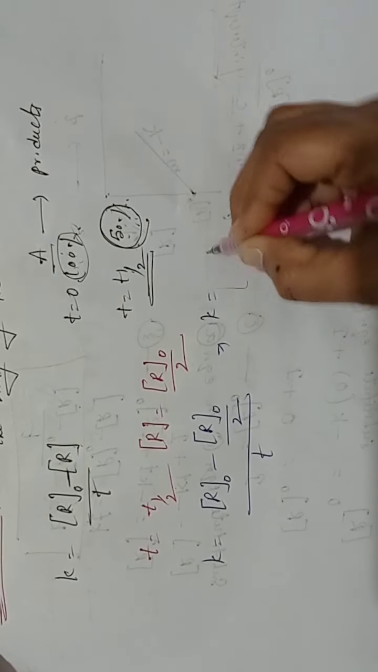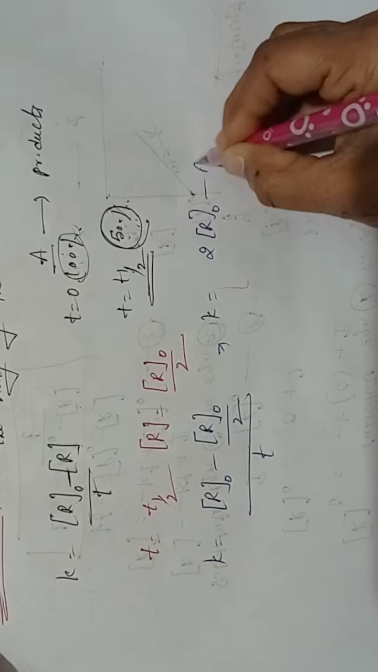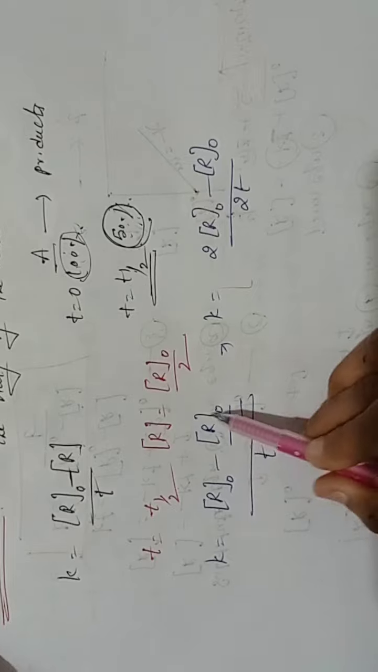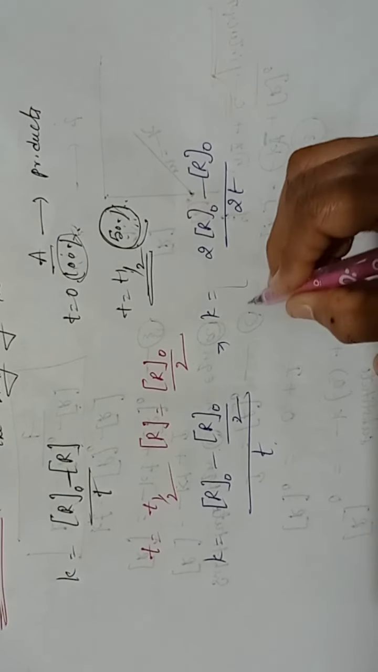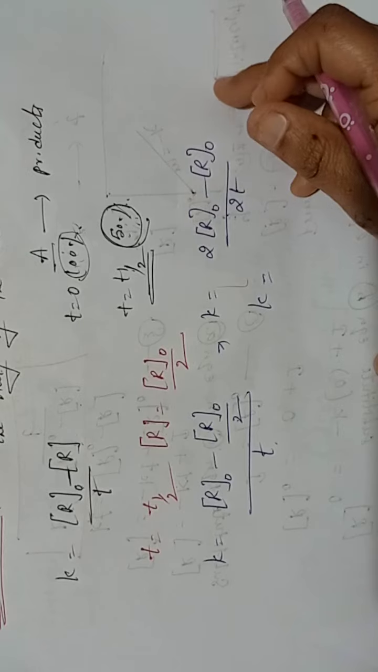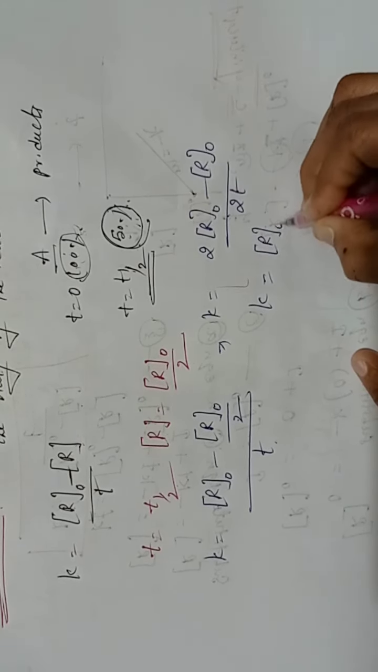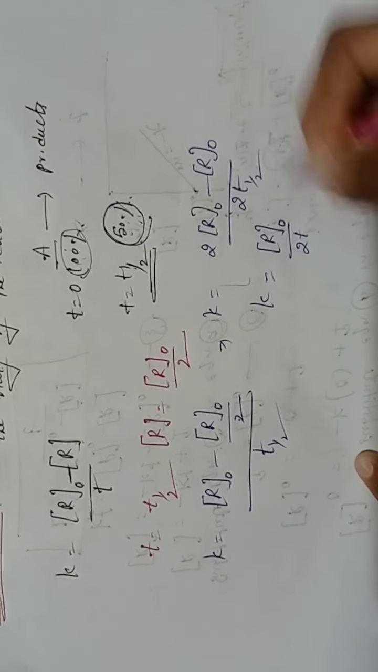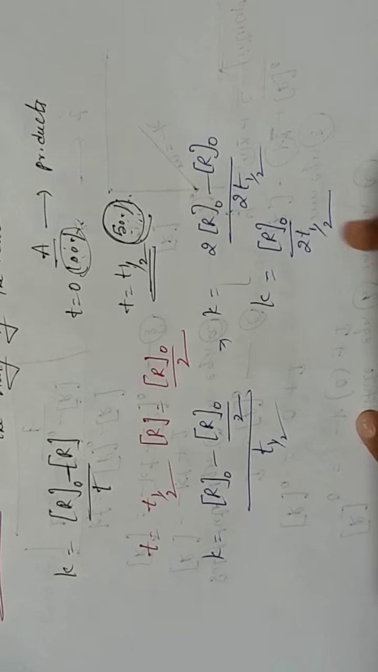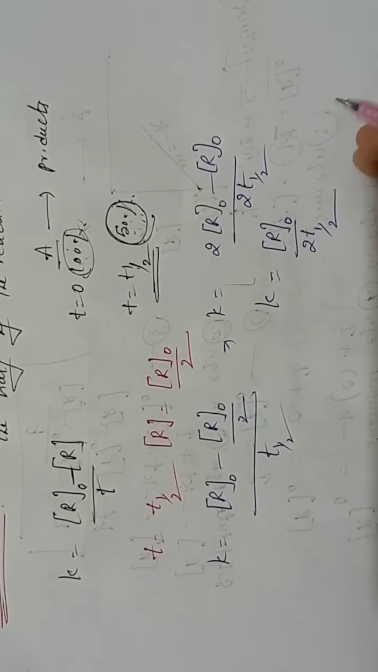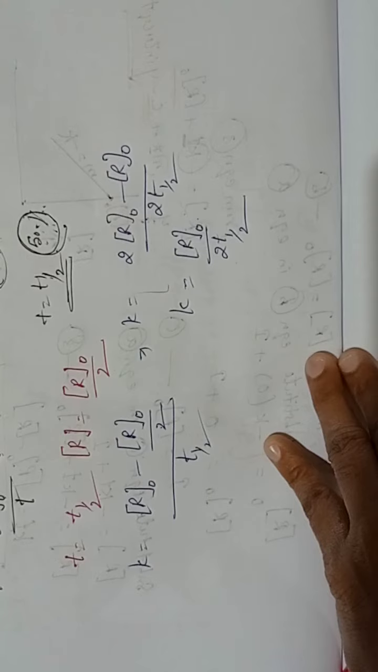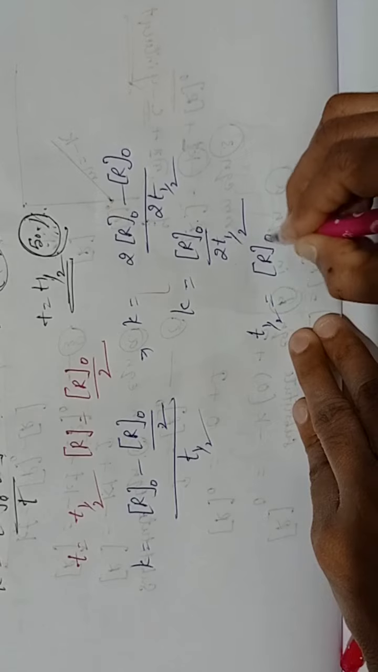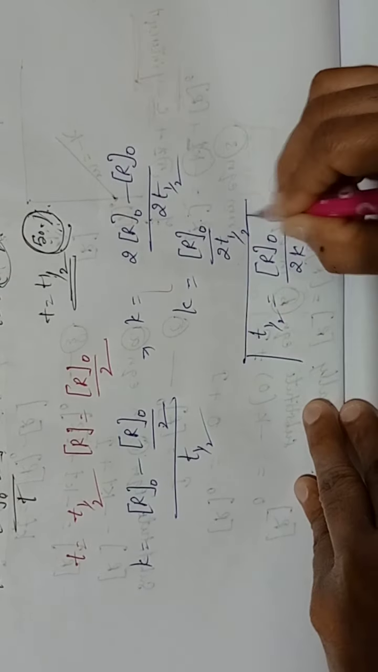Now K is equal to LCM 2, into R naught minus R naught by 2, into T. Now K is equal to 2 R naught minus R naught, by 2T. T means T half. Take T half here. So K is equal to R naught by 2 into T half. But what we have to find? T half value we should find. So T half is equal to R naught by 2K.